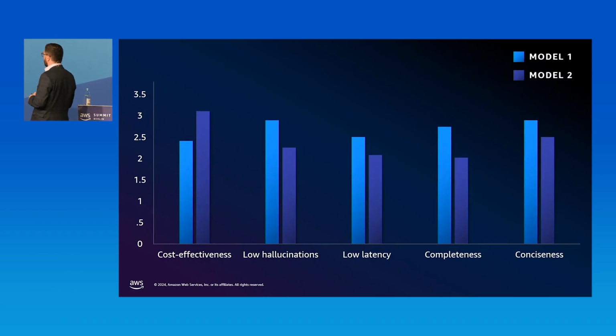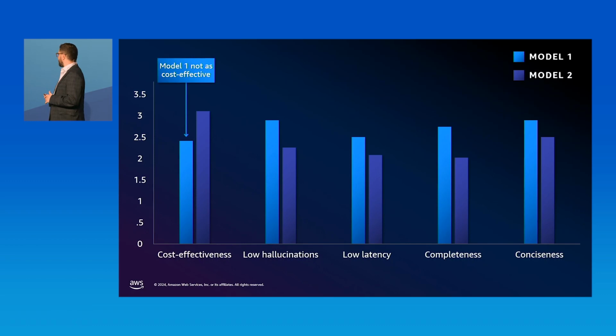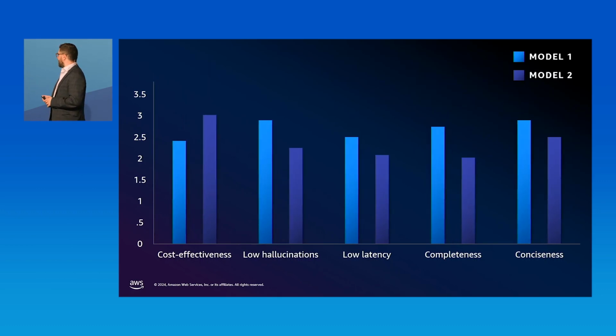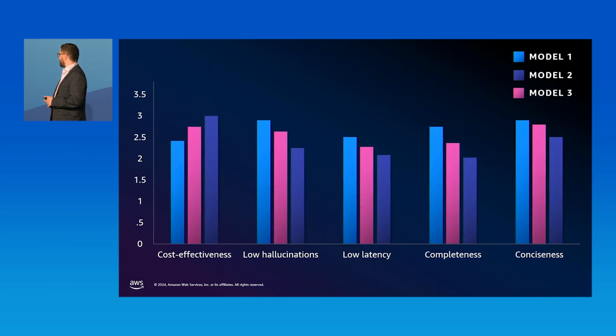So if we have the two models, the first model you can see is not as cost effective, but is a lot more complete, right? So depending on your application, you can start seeing some models are better for some things, some models are better for some other things. If we have even more choice, right? Having more choice helps you because you can really choose the one for your application, but actually you cannot still answer the question, which model is better?